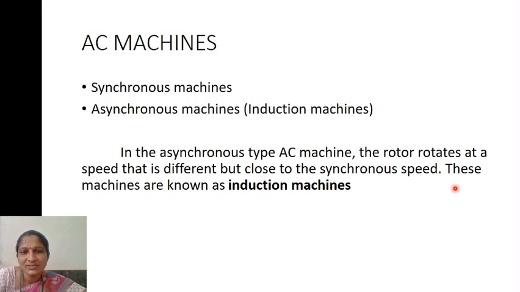Coming to this unit syllabus, we are dealing with the machines, that is, AC machines. Under these AC machines, there are synchronous machines and asynchronous machines. Synchronous means constant speed. The machines which run with constant speed are called synchronous machines. And the machines which run at other than the synchronous speed are called asynchronous machines, and those are nothing but induction machines here. In the asynchronous type AC machine, the rotor rotates at a speed that is different but close to the synchronous speed. These machines are known as induction machines.